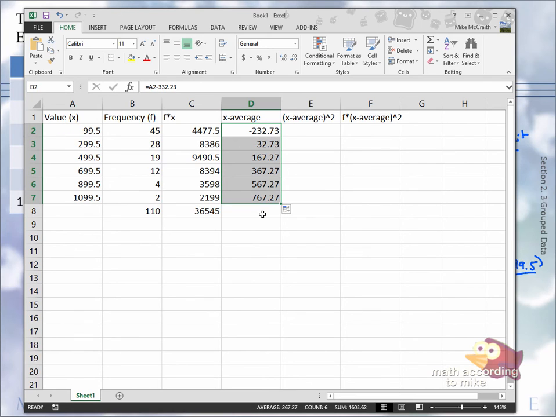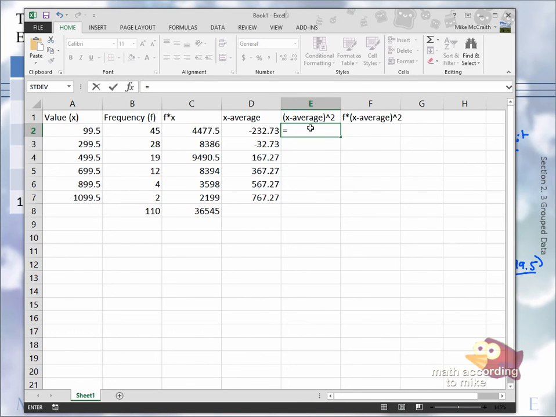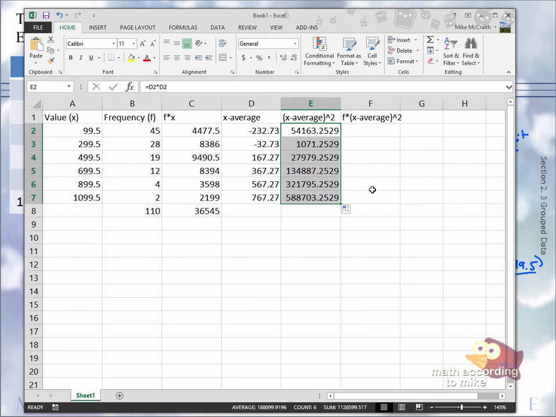Great. And now click on the next column, the E2. We want to square what's in the D column. So we'll say equals D2 times D2. So to multiply by itself means to square. We'll hit enter. We get a glorious number. Aren't you glad you're making Excel do this? Click back in that box. Drag down. Ugh, that's horrible. You're welcome.